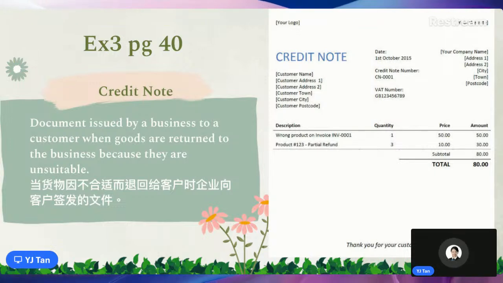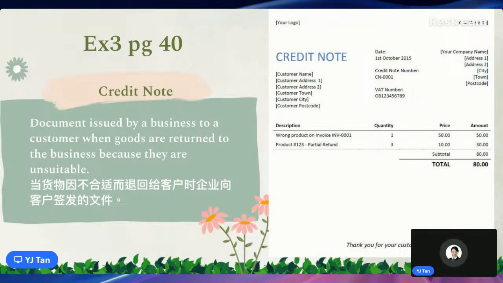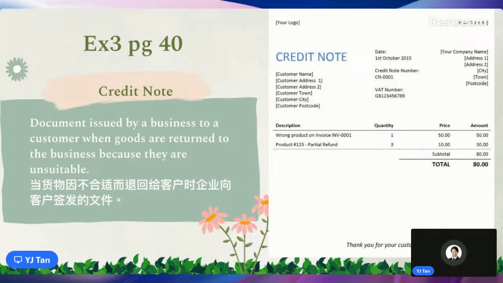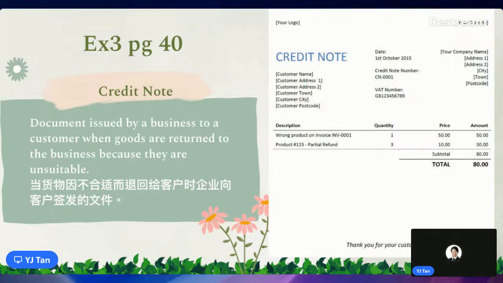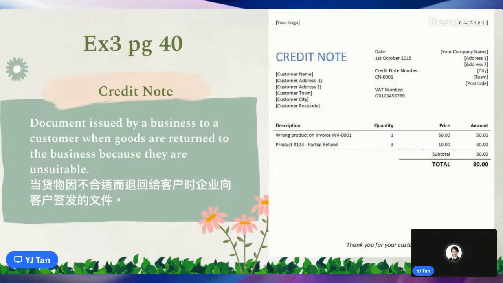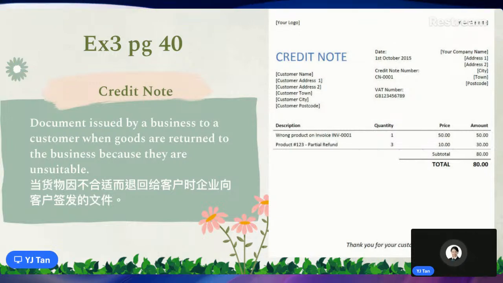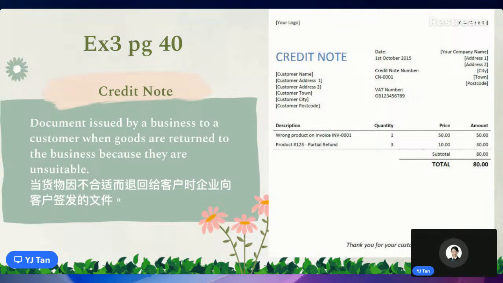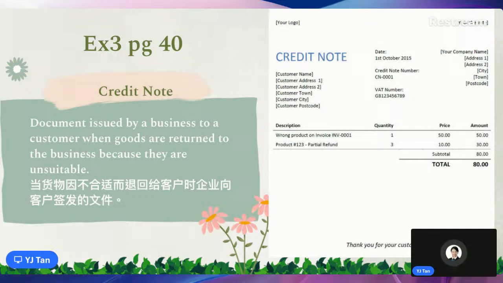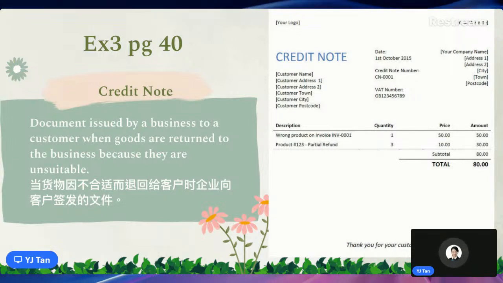All right. So this credit note is actually a document issued by a business to a customer when goods are returned to the business because they are unsuitable. As mentioned, this is a definition in Japan. So you have to write in this way. But actually, there are many different possible reasons for a credit note being issued to the customer. For example, just now the example I showed you, the agreed price is not matched. That means the seller invoiced the customer double the amount.